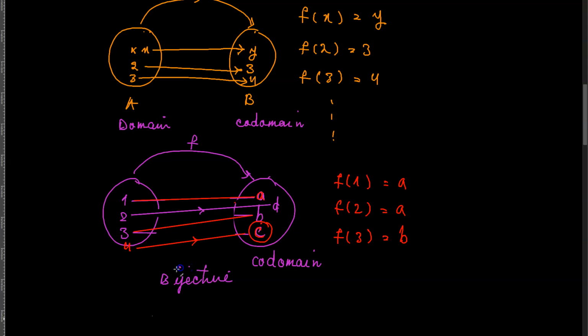Then you can call the function bijective, and if the function is bijective, that implies that the inverse of f exists. And the inverse of f exists because, as you can see, under this function f, 1 is mapped to 1, so I can put together some rule in order to get back from a to 1.